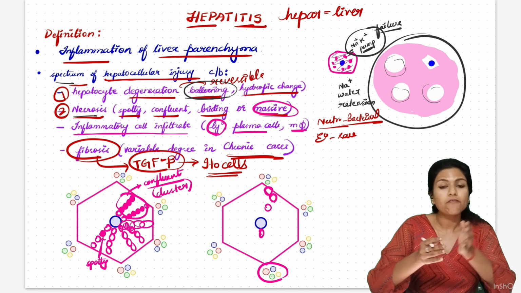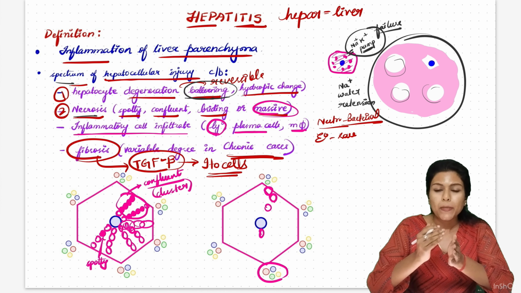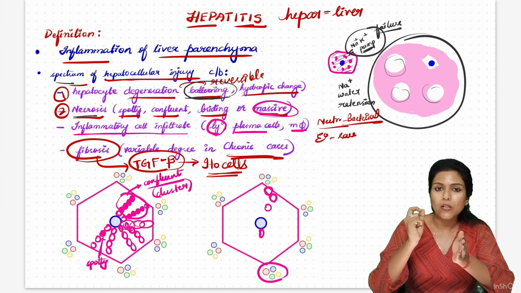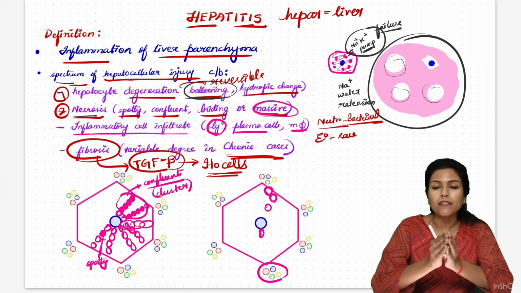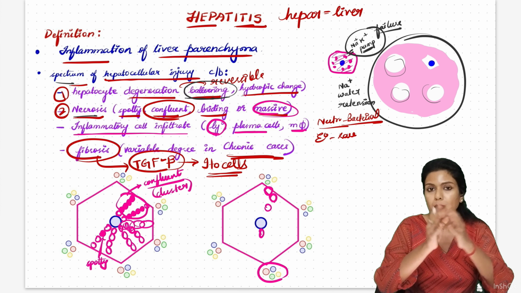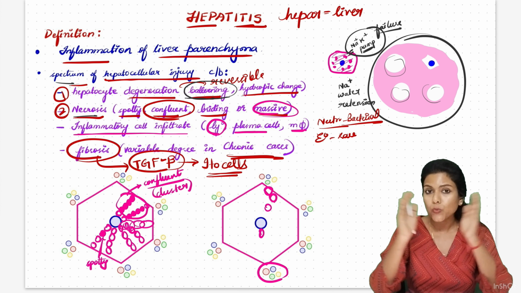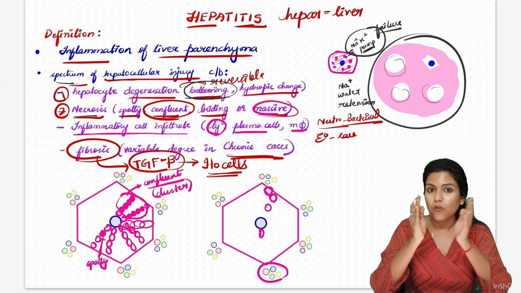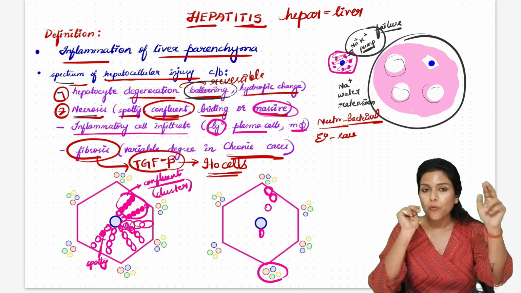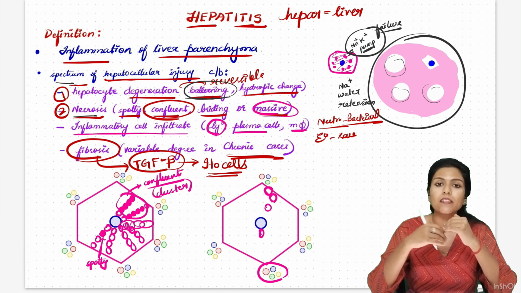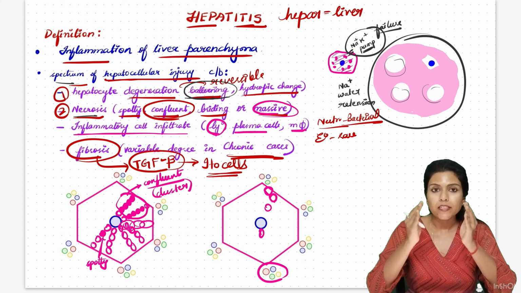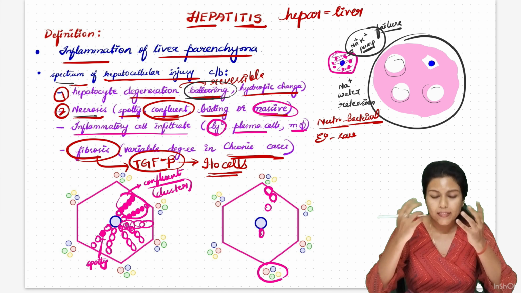Number two is necrosis, a form of cell death, which can be spotty, meaning single scattered hepatocyte necrosis can occur. It is spotty, or a group or a cluster of hepatocytes can be affected. That is called confluent necrosis, or it can be bridging. Bridging means between two vital structures, either between two central veins of the hepatic lobule, that is called central necrosis, or between two portal triads, that is called portal necrosis, or between the central vein and the portal triad, that is called portal central necrosis. These three are called the bridging necrosis, or the necrosis which is much beyond this is called massive or the extensive necrosis.